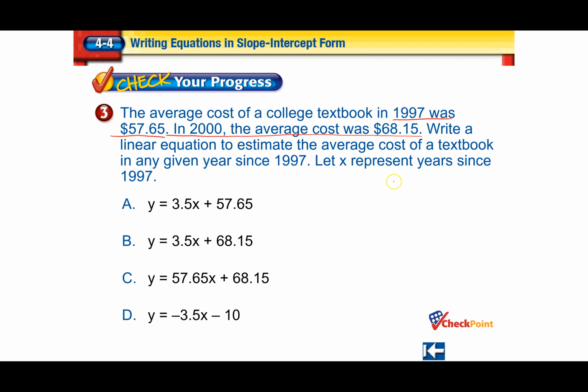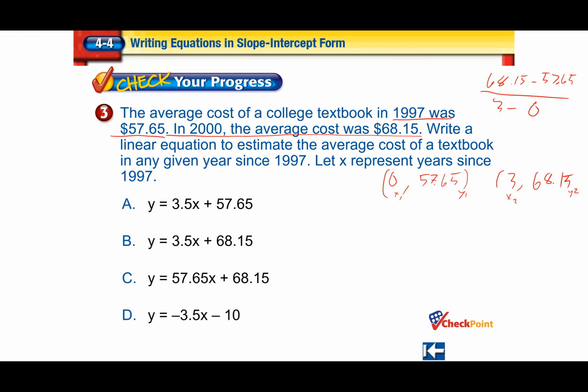Well, they gave me 2 points, so I would say that this would be 0 and 57.65 as my first point. And my second point is going to be 3 years later. So it's going to be 3 and then 68.15. Sorry, that's 57.65. So we're going to call this y2, y1, x2, x1. Punch that into that equation. So 68.15 minus 57.65 over 3 minus 0.